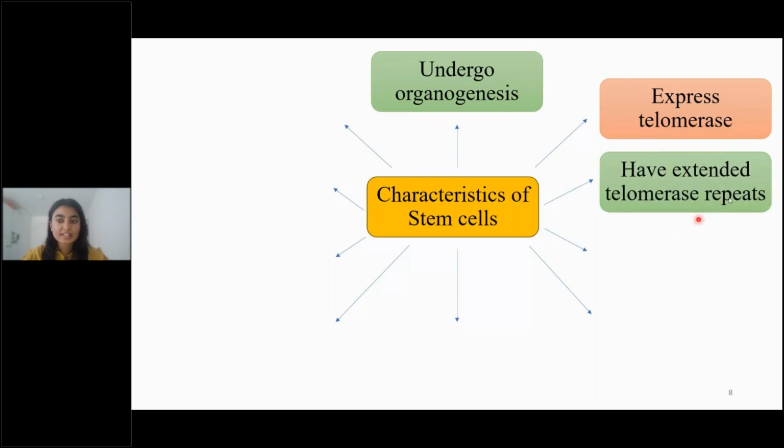Then we have the extended telomerase repeats. As I said, it's a linear DNA. So at the end of the DNA, we have these continuous repeats. Why do we have these repeats? So that we can protect the genes which are important in our DNA. These extended repeats are actually maintained and added with the help of the telomerase, right? So stem cells have extended telomerase repeats.